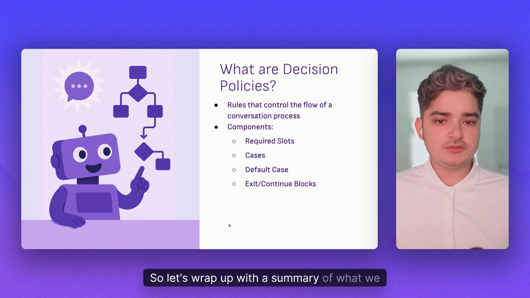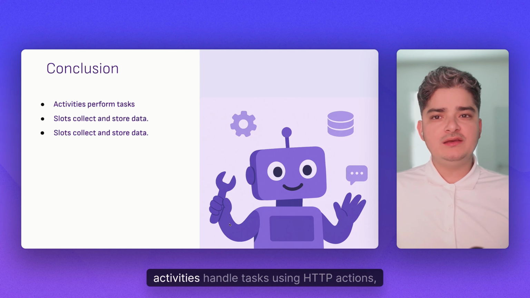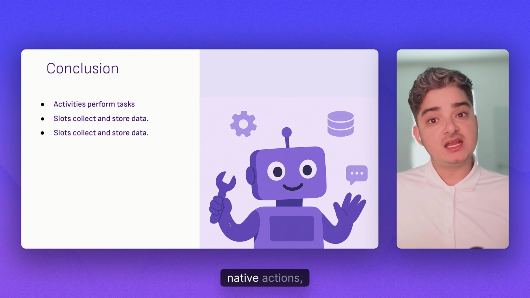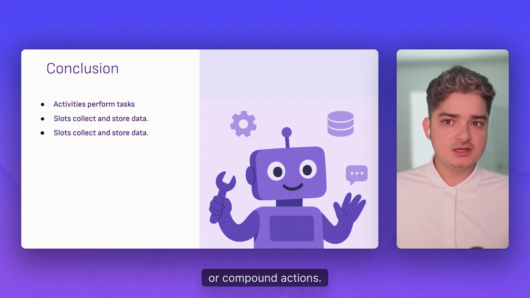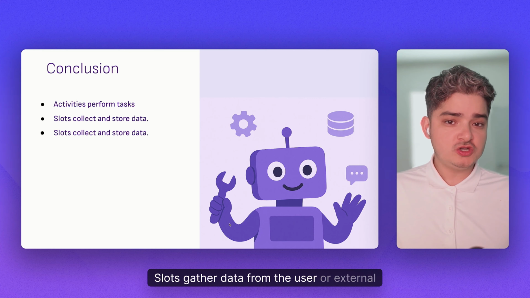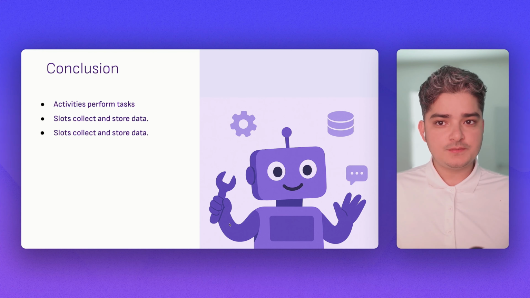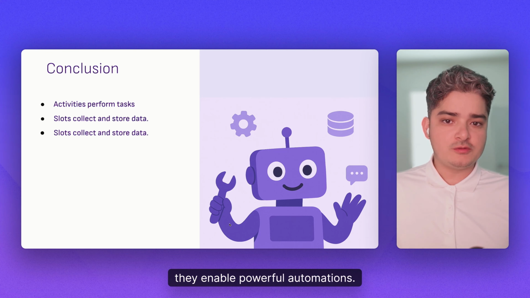So let's wrap up with a summary of what we learned. In summary, activities handle tasks using HTTP actions, script actions, native actions, or compound actions. Slots gather data from the user or external systems, and decision policies control the flow of the process. Together, they enable powerful automations.